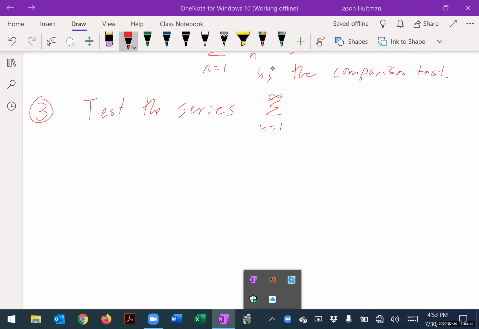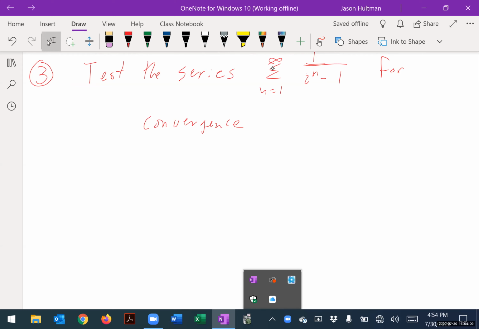Okay, so test the series. N equals 1 to infinity, 1 over 2 to the n minus 1. I should have just said yes. I froze, but I'm too honest for that. Okay, for convergence. Oh no, is this thing going to converge or what?